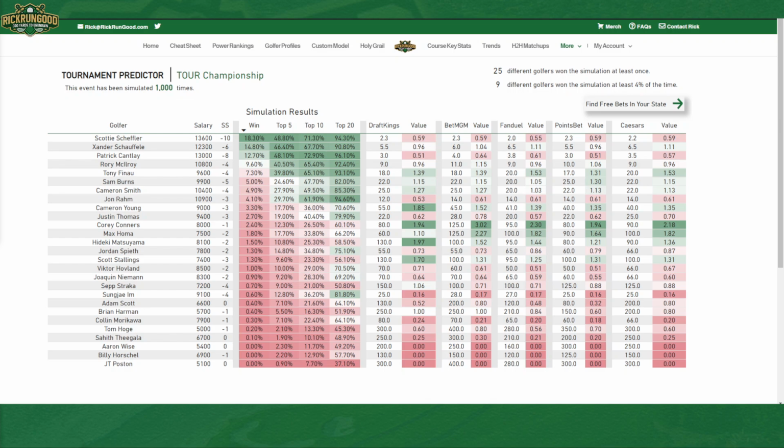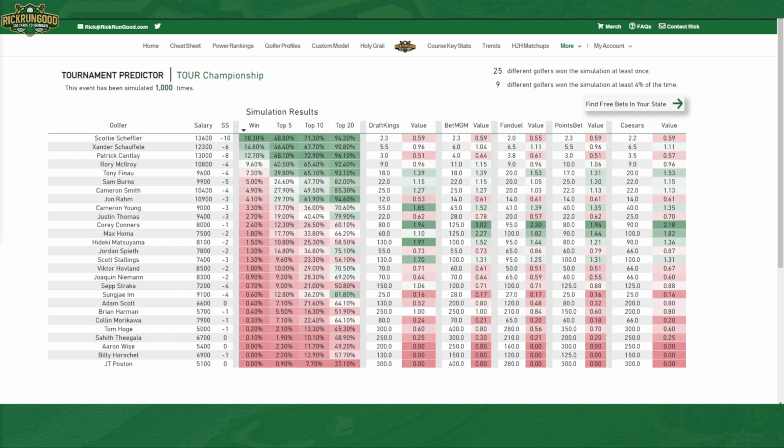The Tournament Predictor Tool is exactly what it sounds like. It's a tool that attempts to predict the results of a PGA Tour event. And the way that it does this is via simulation, and I run the simulation 1,000 times. There are a variety of variables I could go into and probably spend 3 or 4 hours talking about.